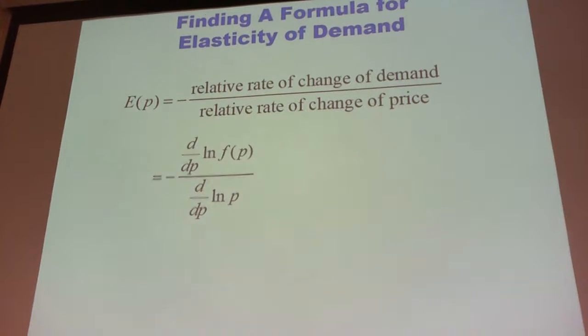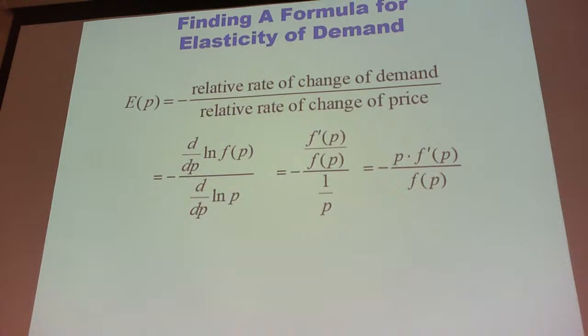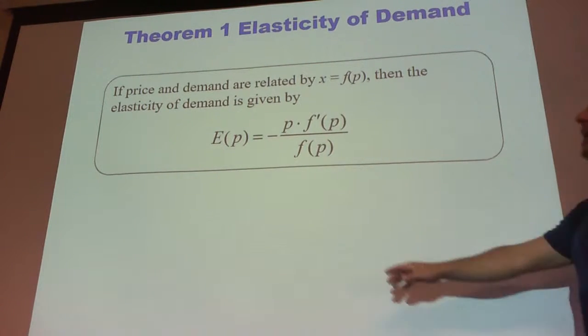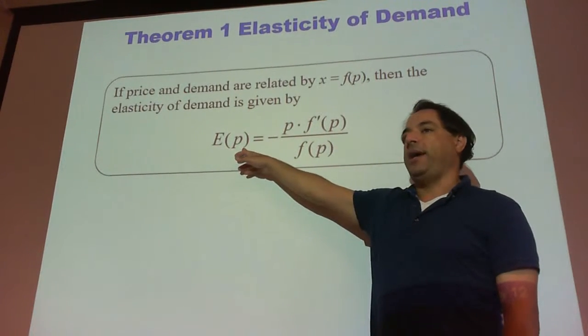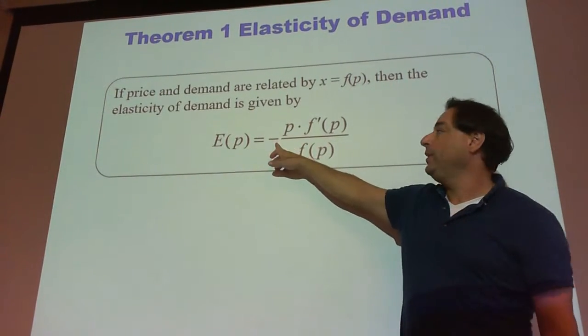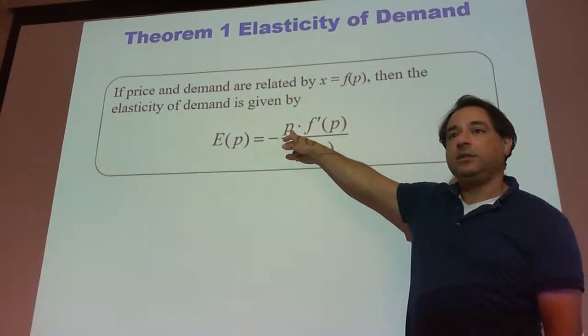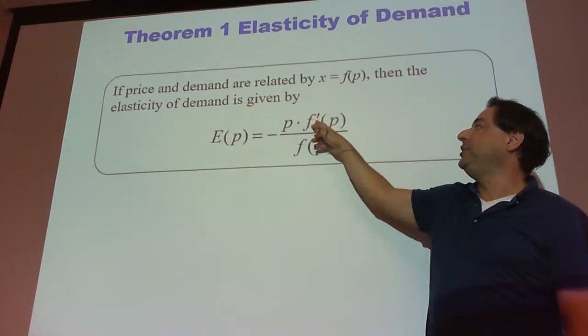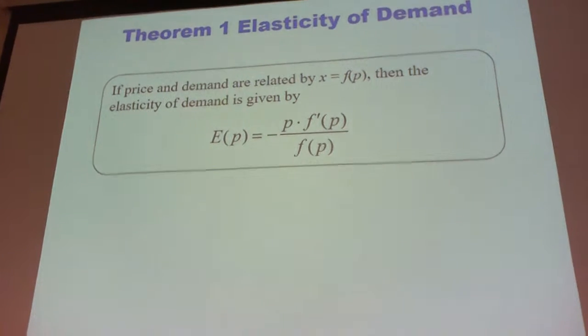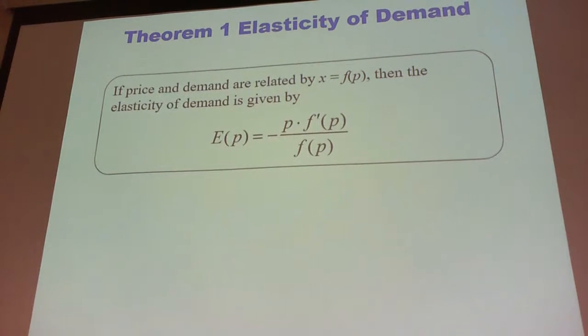If we work our formula out, we end up with this formula. This is what I want you to write down. So all those slides are set up to find the elasticity with respect to price. It equals negative. It starts with a negative. P stands for price. F prime of P is the derivative of the function over the original function. Okay? That's what we're going to use. And all those slides leading up to it is how we got there. Okay? So that's the formula.